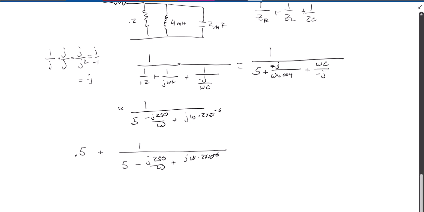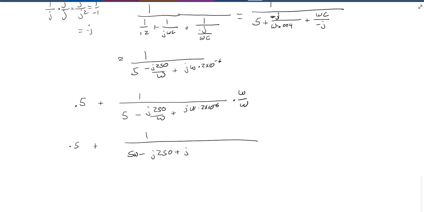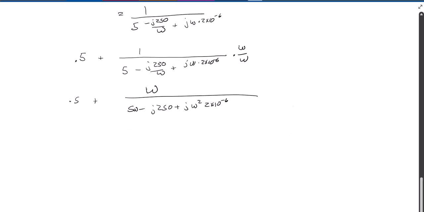I don't like that complex fraction, so I'll multiply by omega over omega, and I get 0.5 plus 1 over 5 minus j 250 plus j. The omegas canceled, that's why I did that, but I needed to multiply an omega here. So 5 times omega is 5 omega, j over 250 times omega is j 250, and then this last one, j omega squared, 2 times 10 to the negative 6, and when I multiply the numerator, I get an omega up there.